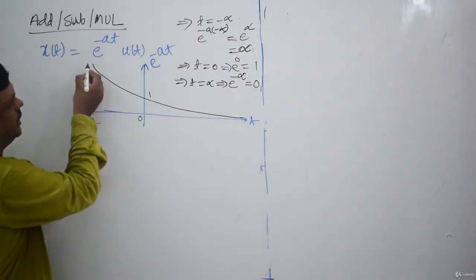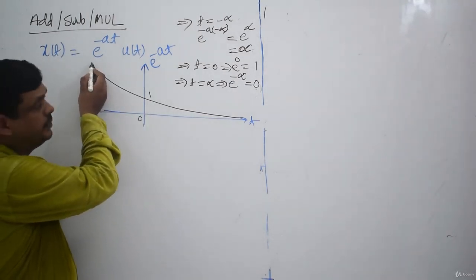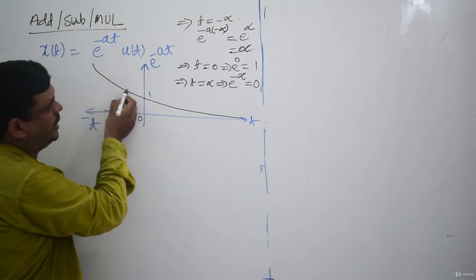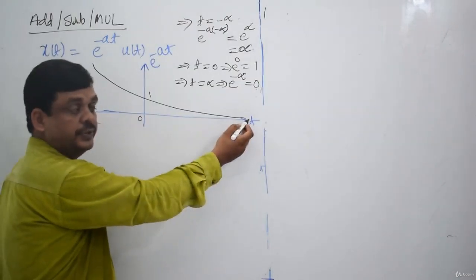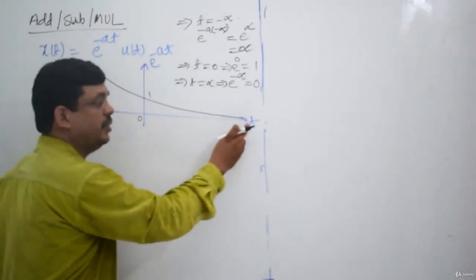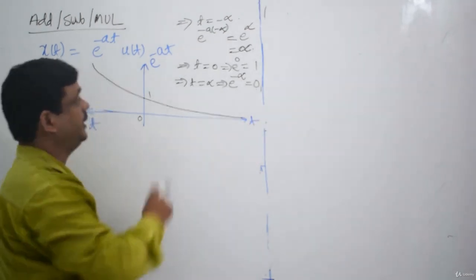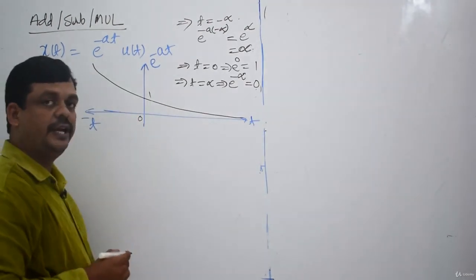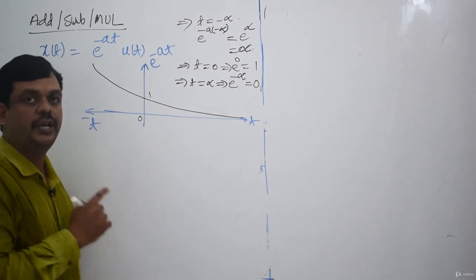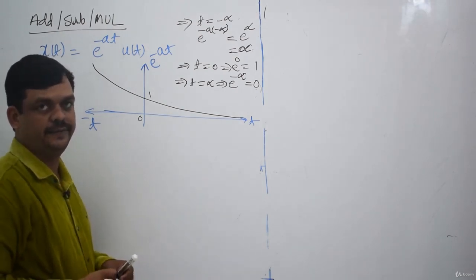So this signal starts from infinity onwards, decreases like this up to 0. This complete function becomes 0 at t tends to infinity. This is the exponentially decaying function, e to the power of minus at.